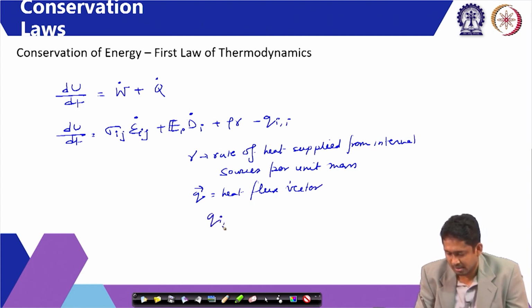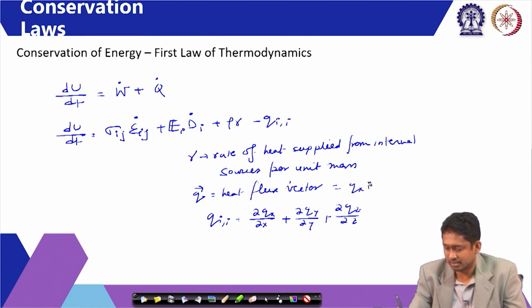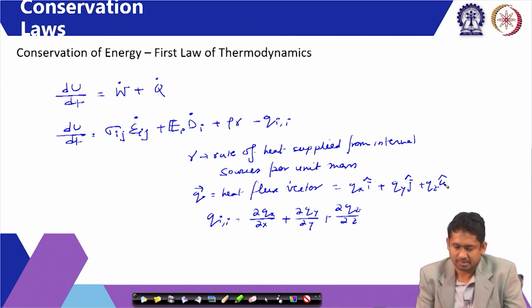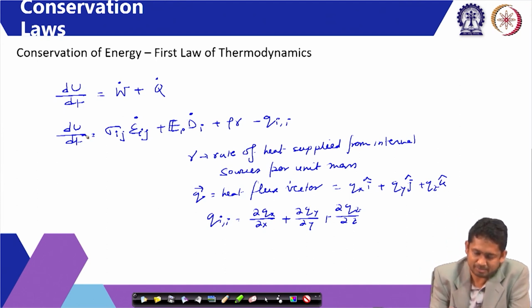So, q i comma i just signifies del q x by del x plus del q y by del y plus del q z by del z. So, it has three components q x, q y and q z, and this quantity is the time derivative of internal energy per unit volume. So, here the work done comes from these mechanical quantities and the electrical quantities, and this contributes to the heat.